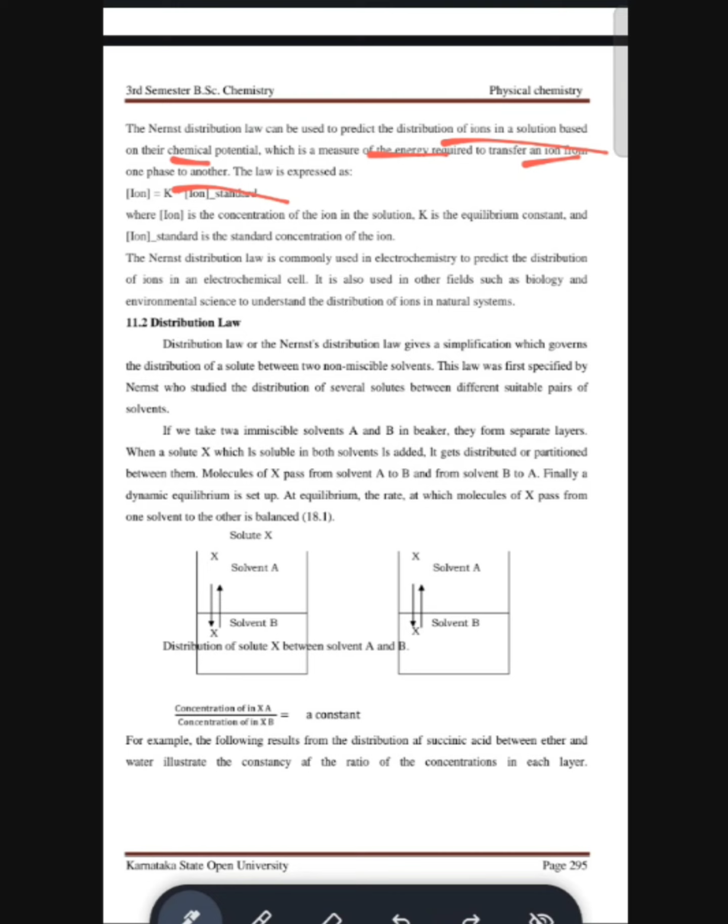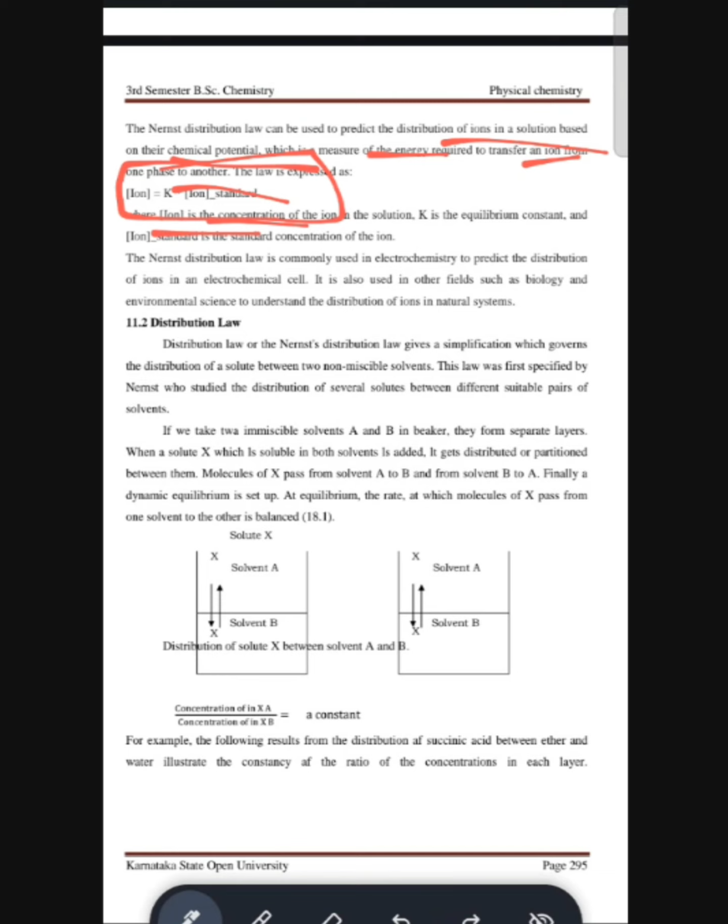Here, ion equals K times ion standard, where ion is the concentration of the ion in the solution, K is the equilibrium constant, and ion standard is the standard concentration of the ion. Now, we are going to calculate using the Nernst distribution law.